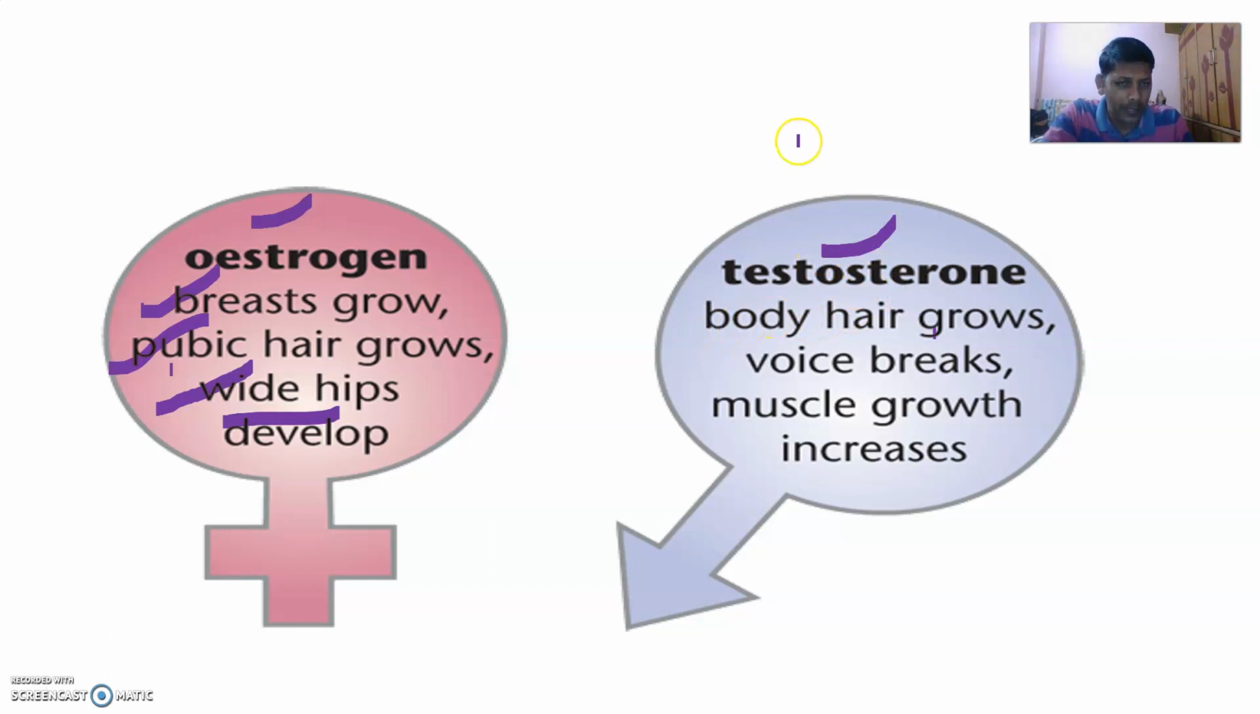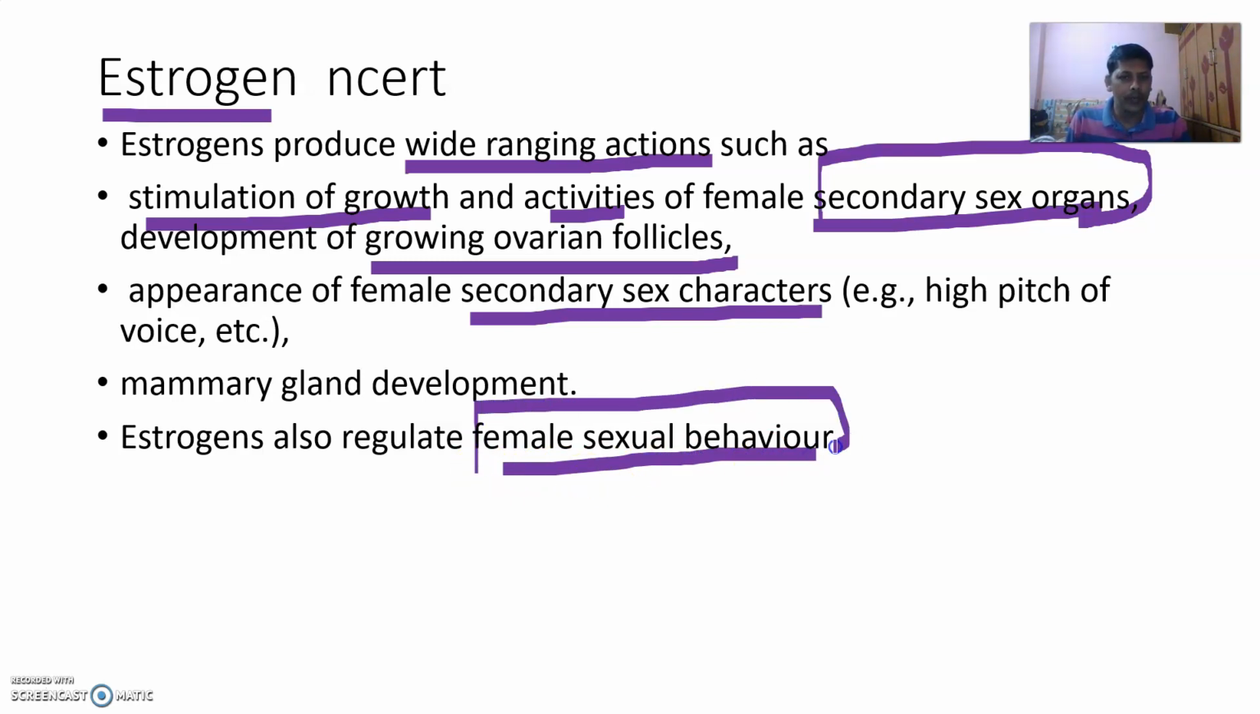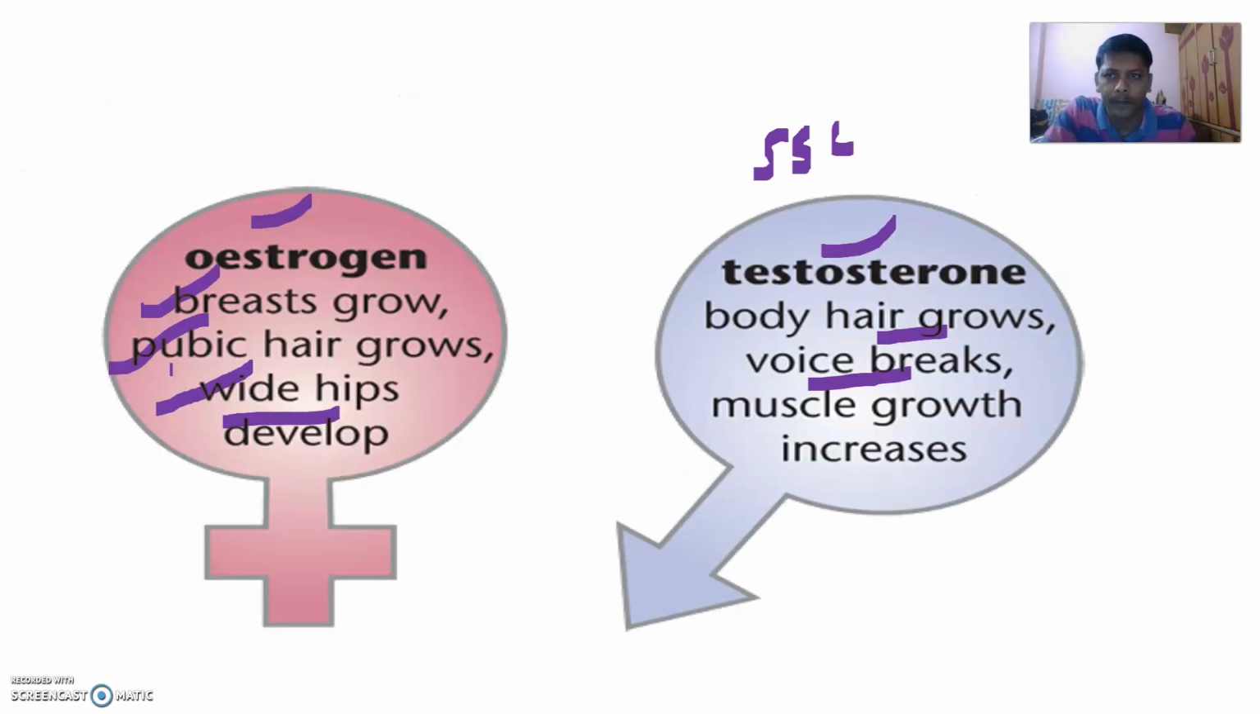Because of testosterone, secondary sexual characters develop in males: body hair grows, the voice breaks, and muscle growth also increases because of that hormone. Appearance of female secondary sexual characters like a high pitch voice and mammary gland development, and estrogens also regulate female sexual behavior. Male sexual behavior is regulated by testosterone. Mammary gland development also takes place because of estrogen.